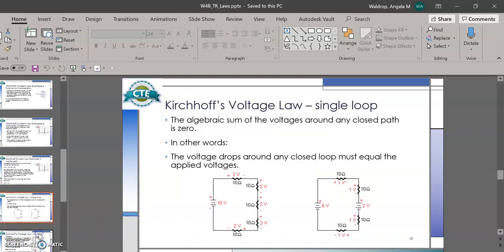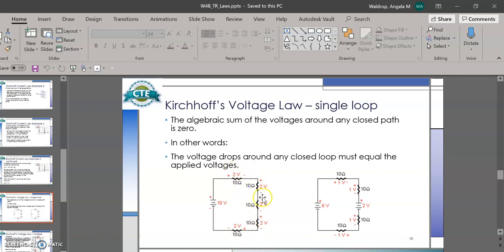Okay? Looking at Kirchhoff's voltage law, this is basically saying that the algebraic sum of all the voltages around the closed path is equal to zero. So if I take a look at this circuit, I've got several resistors going through here. And I can actually look and see that my voltage is supplied by my battery here, 10 volts. And as I go through a resistor, some of that voltage drops away.